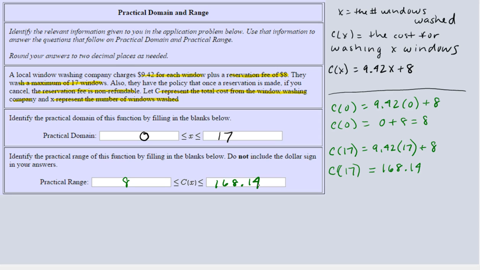So just to sum up, we found the number of windows that could be washed varied from 0 to 17, and we knew 0 because it's the lowest amount and 17 because we were given that in the problem. Then, since the cost is increasing, the more windows you have washed, the more money you're going to pay. It's $9.42 per window. We knew that the range was the smallest value, the cost for 0 windows, and the largest value would be the cost for the largest amount of windows washed.